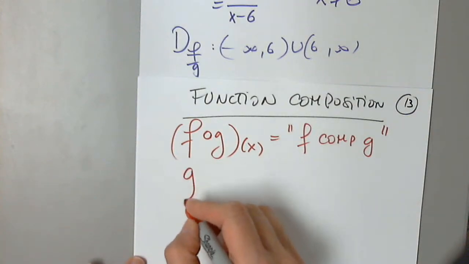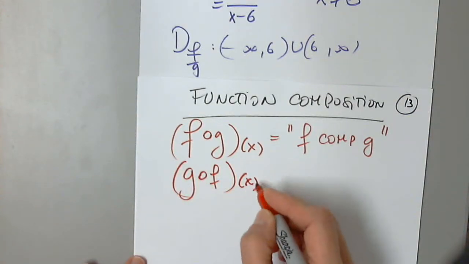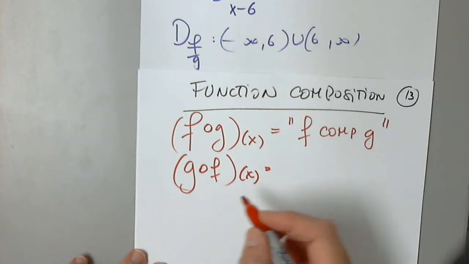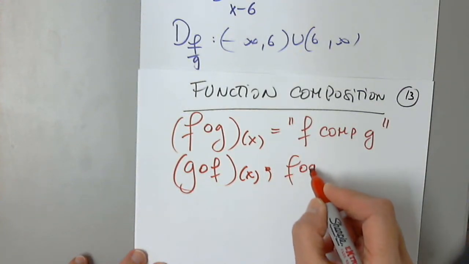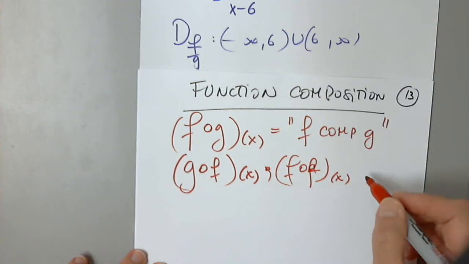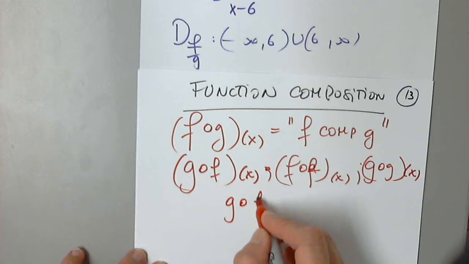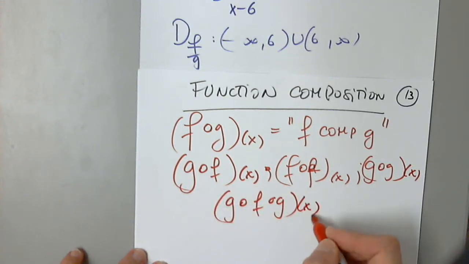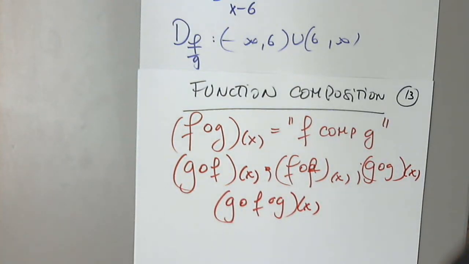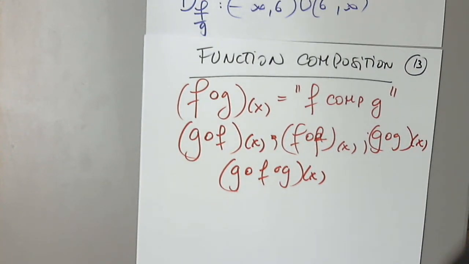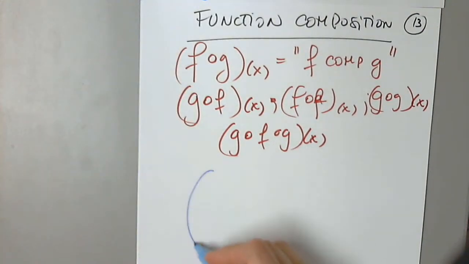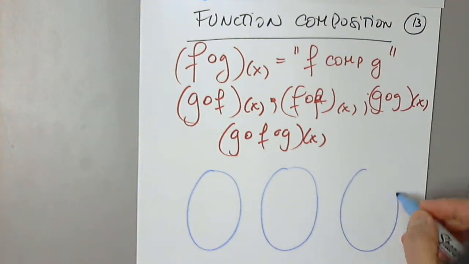Of course, I can create g comp f. I can create f comp f. I can create g comp g. I can create g comp f comp g. And you can go on forever. So, what is it? Yes, please. Great job.